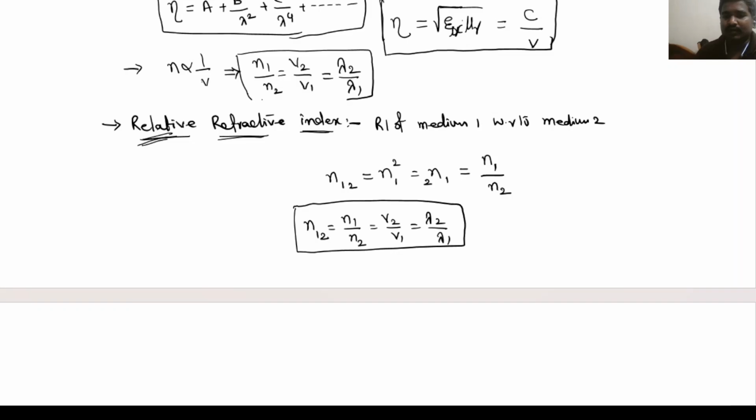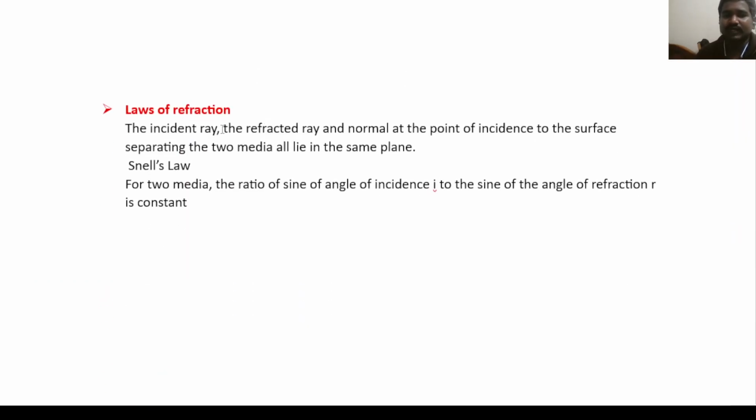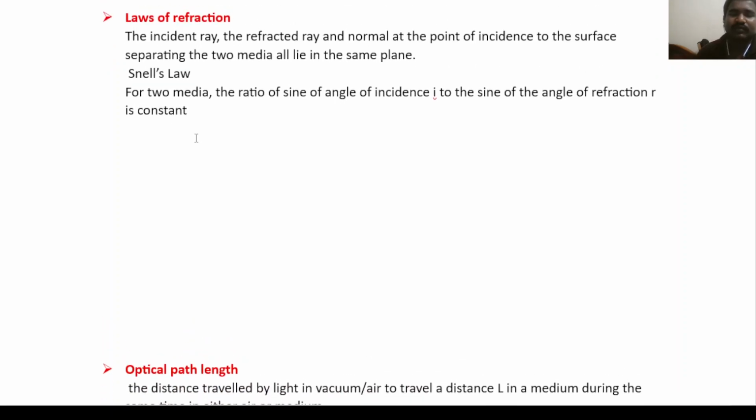Okay. Next, see the concept, laws of refraction. From the laws of refraction point of view, first, the incident ray, refracted ray, and the normal at the point of incidence to the surface separating the two media all lie in the same plane. If you take light rays in different planes, the Fermat principle will not be valid. So if you want the validity of the Fermat principle, all the light rays should be taken in the same plane. And the second one is Snell's law. I'll explain Snell's law.